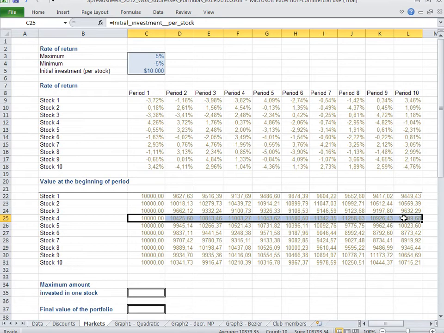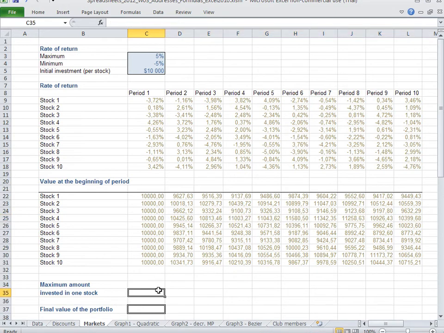Okay, so we've gone over random numbers, percentages, names, tables building upon each other, discounting. Okay, let's see what's next. We want to know how big is the maximum money that we had invested in one stock.